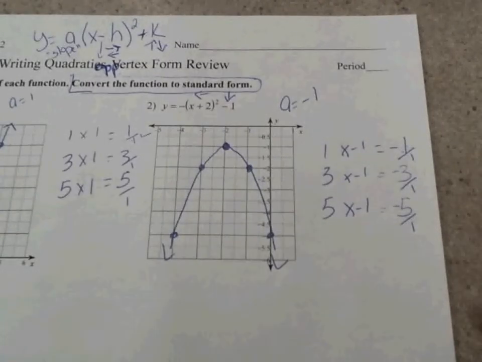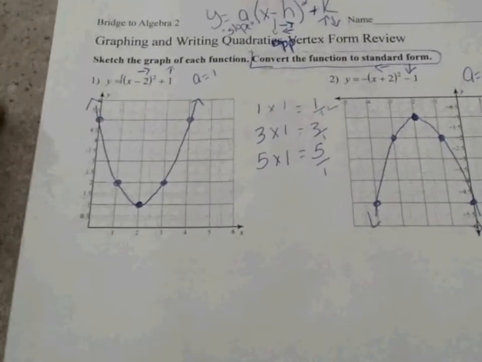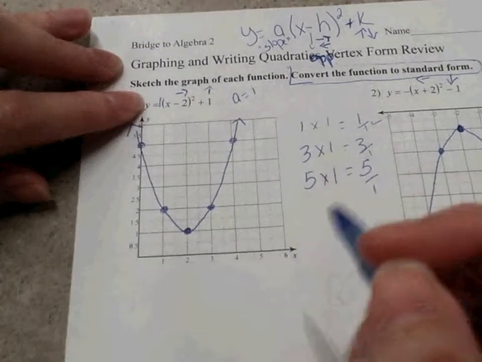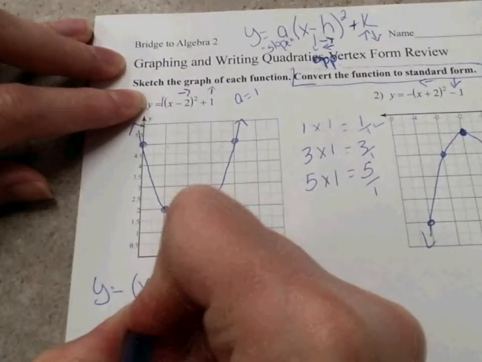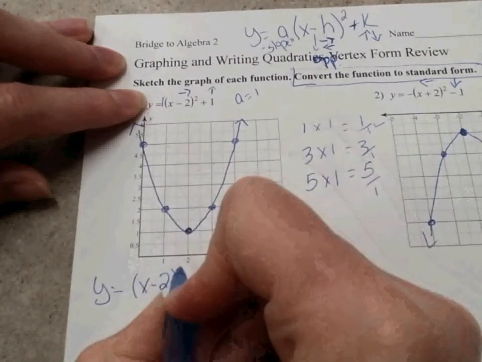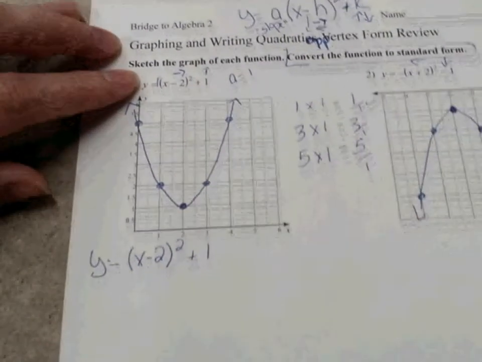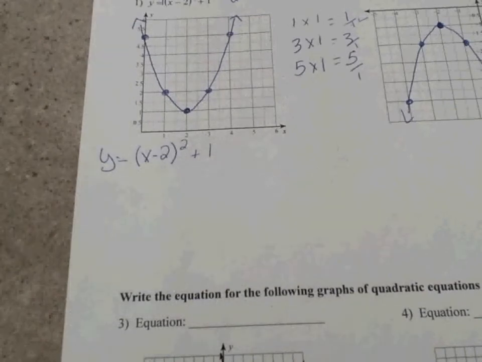This is the part that, if you guys were not here Wednesday, there's 2 of you that were not here Wednesday, you missed this, okay? So this is the part that you need to really pay close attention to, because this will be on the test tomorrow, okay? So let's look at number 1 first. To convert it to standard form, you need to rewrite it, okay? So y equals x minus 2 squared plus 1. I'm going to rewrite that.